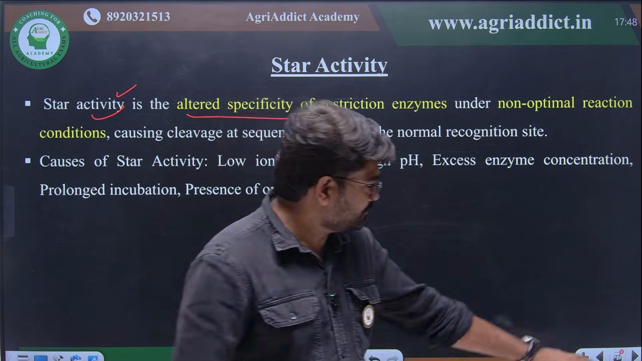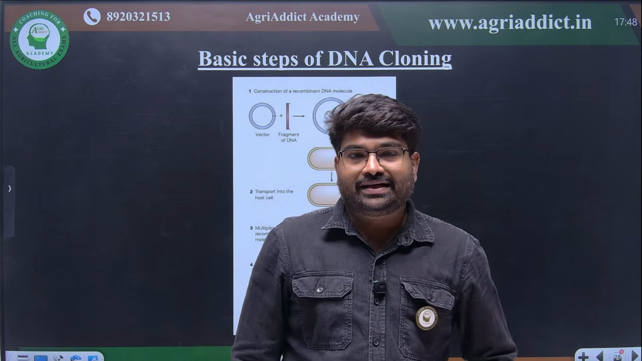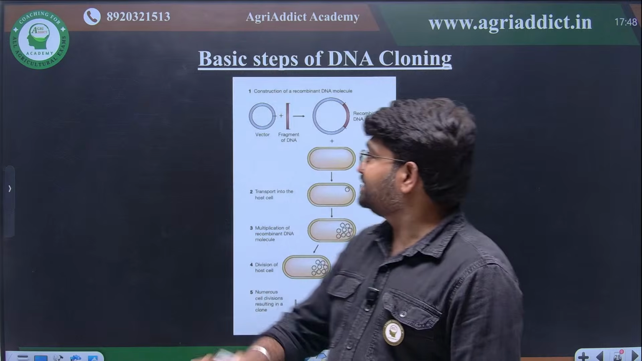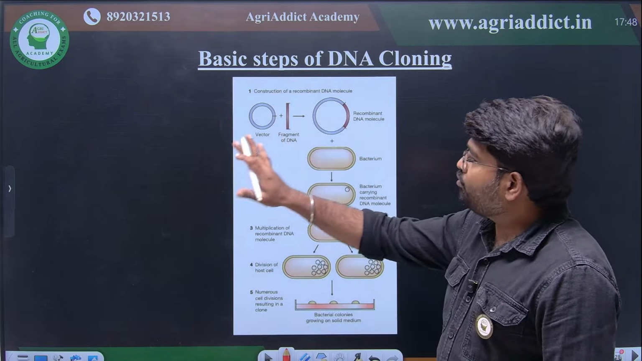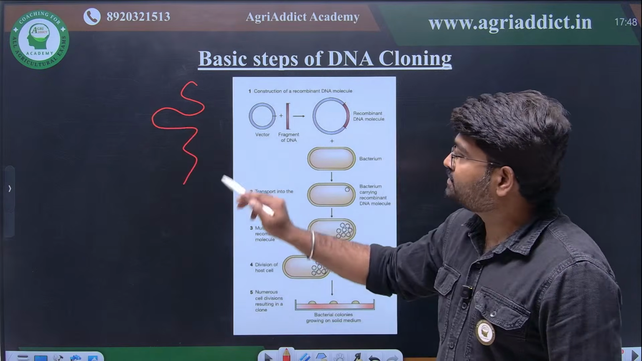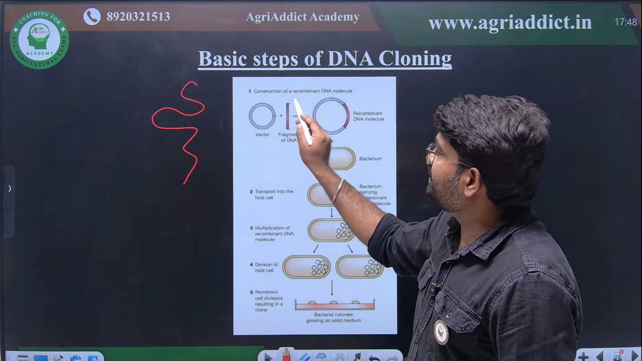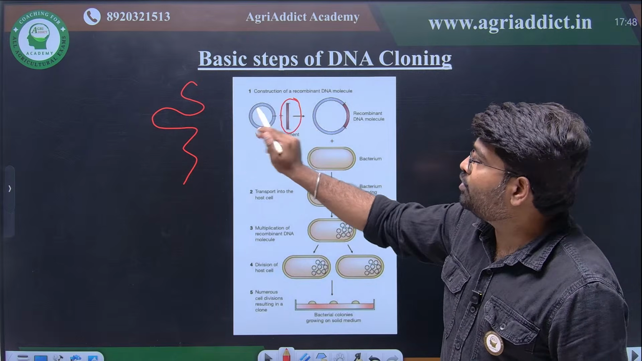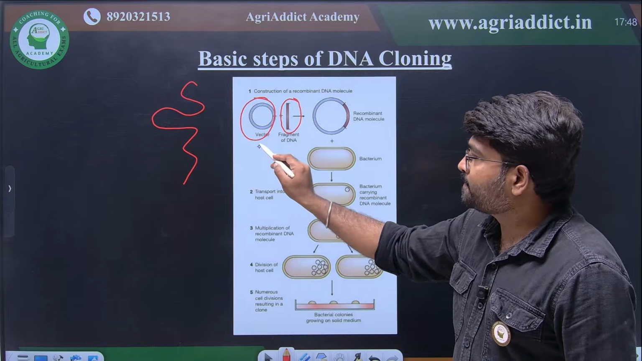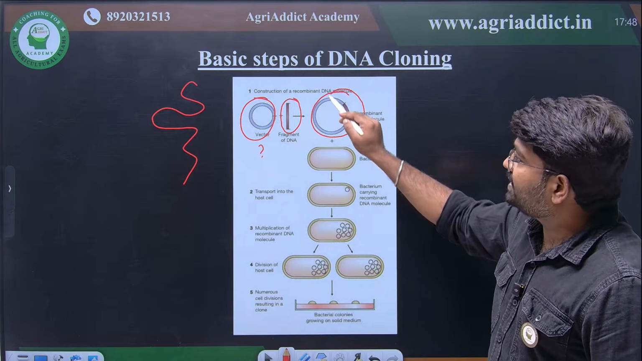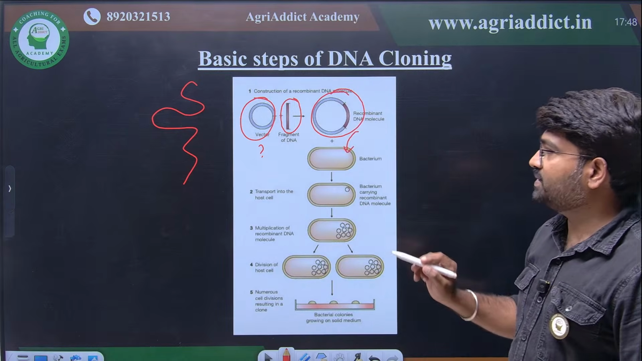So we have completed the different restriction enzymes, everything. Just imagine now, by using the restriction enzyme, this is my gene of interest. I have isolated the gene of interest. Now this gene of interest has to be cloned in a vector. This cloned construct I will transform into a bacterial species.